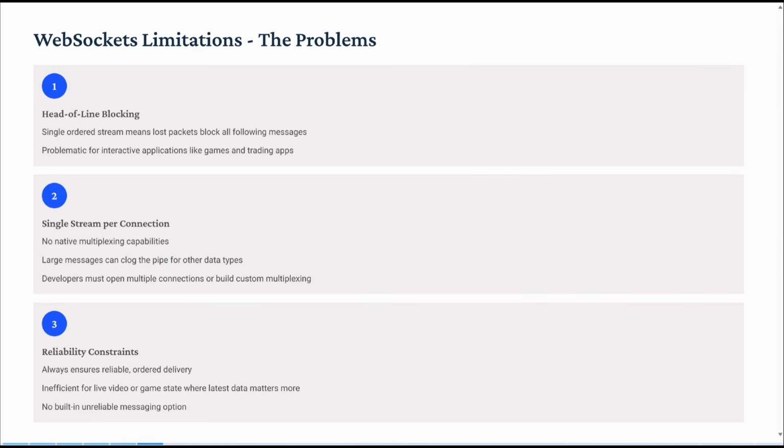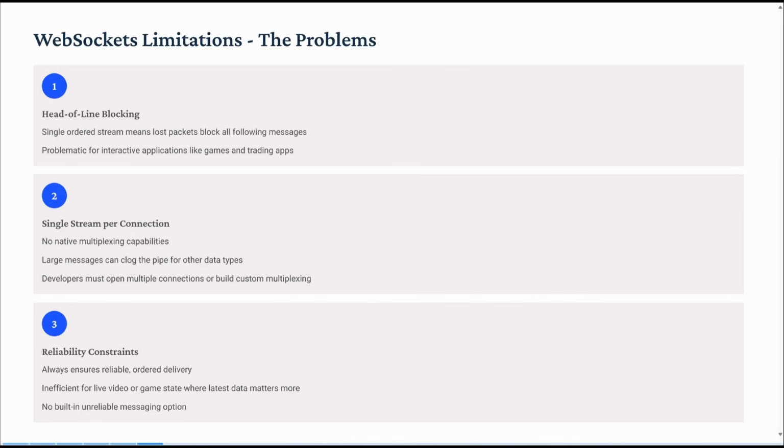Third, there are reliability constraints. WebSockets always ensure reliable ordered delivery, which sounds good in theory, but it's actually inefficient for certain types of data. For live video streaming or real-time games, the latest data matters more than all data. If a video frame from 100 milliseconds ago gets lost, you don't want to wait for it to be retransmitted. You would rather skip it and show the current frame. But WebSockets don't give you that choice. There is no built-in unreliable messaging option.